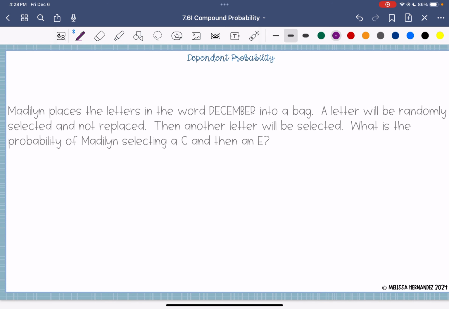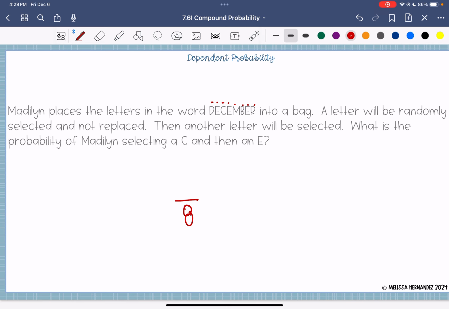Madeline places the letters in the word December into a bag. So now let's count our letters. 1, 2, 3, 4, 5, 6, 7, 8. So our first total is 8. All right, a letter will be randomly selected, not replaced. Not replaced or without replacement. That tells you that the probability is dependent. So another letter will be selected.